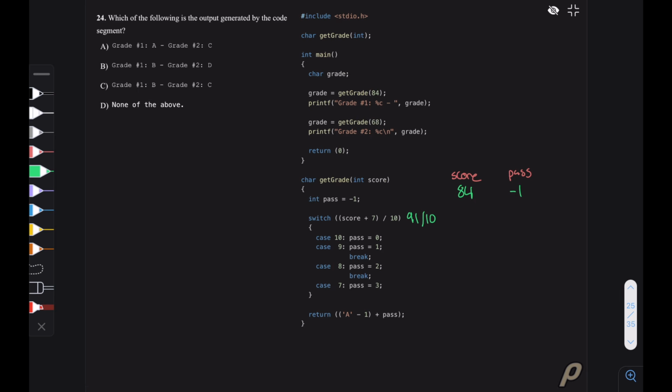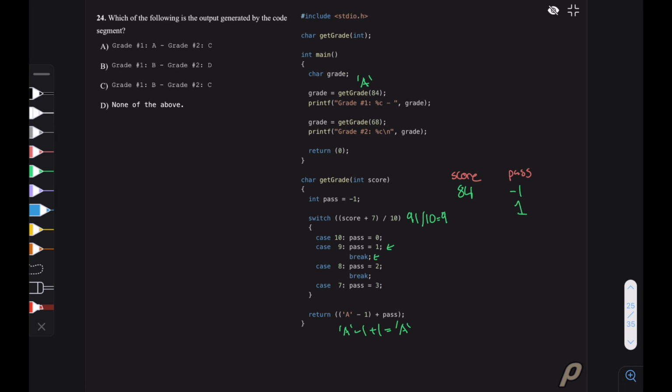So that's going to be an integer division, right? Remember, switch cases have to be integral values. So what is that going to be equal to? Well, that's just going to be 9. So if we look into here, this is going to be 9 right here. So we set pass equal to 1. Then we break out of the switch and we return some value here. So we return a -1 plus 1, and the -1 and +1 cancel out, so that's just going to return an A. So back up in our main, we return an A, and then we print out grade 1 A right there.